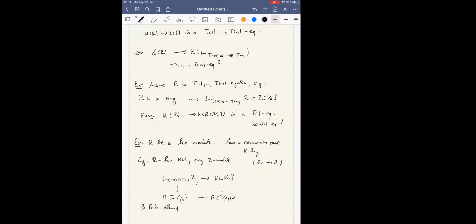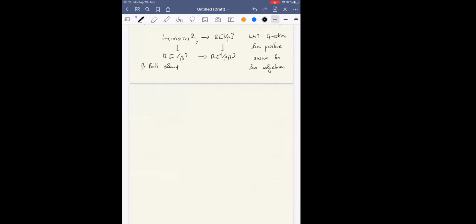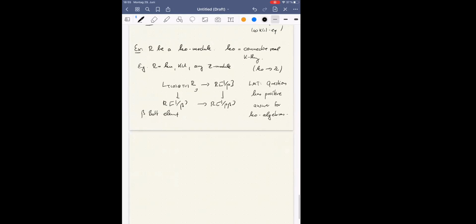And actually we can show that the question, this theorem 2.3 question, has a positive answer for Ko algebras. So that means for Ko algebras, we know that these connectivity assumptions are just not necessary. Yeah, so sadly, we don't quite know it in general.